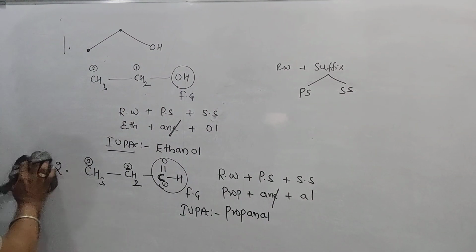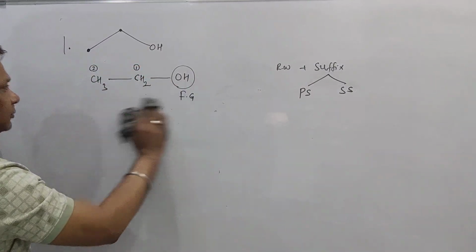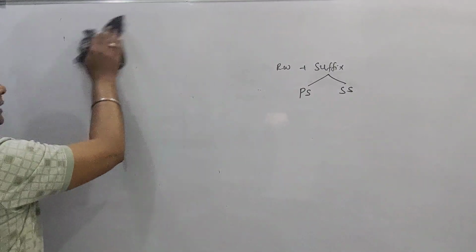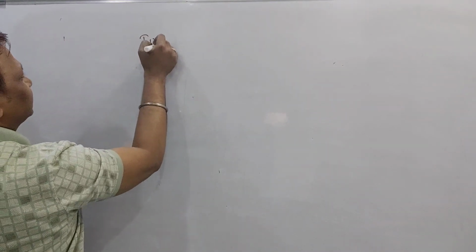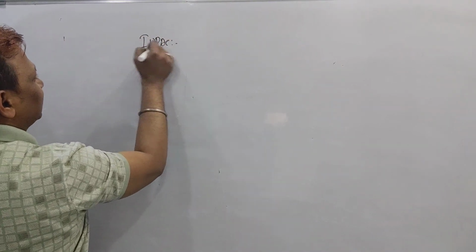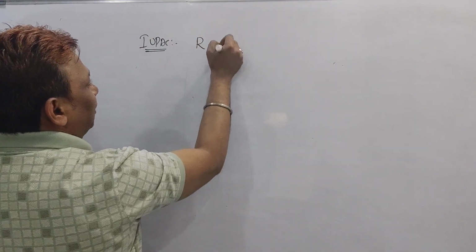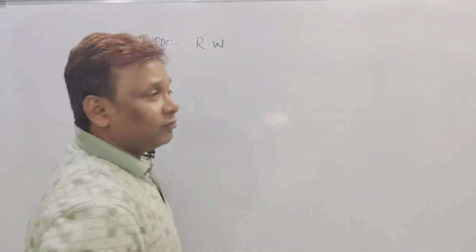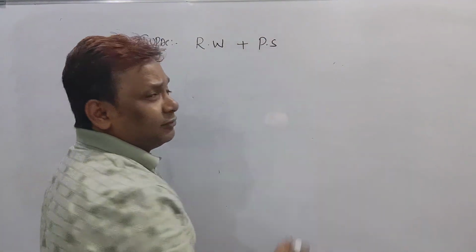But I want to give one more third example, and in this third example, please try to find the IUPAC name of the compound. Till now we have done these simple examples, where we were able to write the IUPAC name. And what is the trick for the IUPAC name, beta? For writing the IUPAC name, this is the trick we have to follow. What is RW? Root word. Plus PS. What does PS stand for?